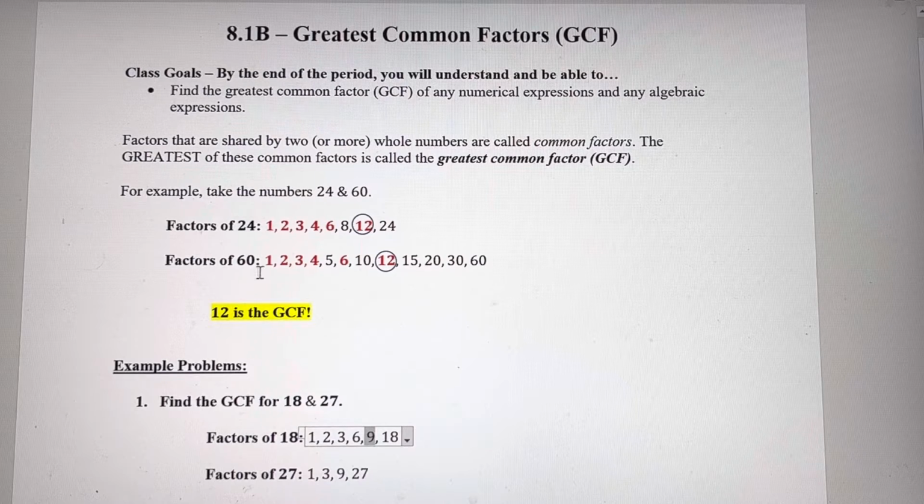And we're going to look at 24 and 60 in just a second. We're going to see all these factors in red are factors they have in common, okay? But the largest of these, the greatest of these common factors, is called the greatest common factor, which we're going to abbreviate as GCF. And again, I can't overstate the importance of the GCF in factoring moving forward, okay?